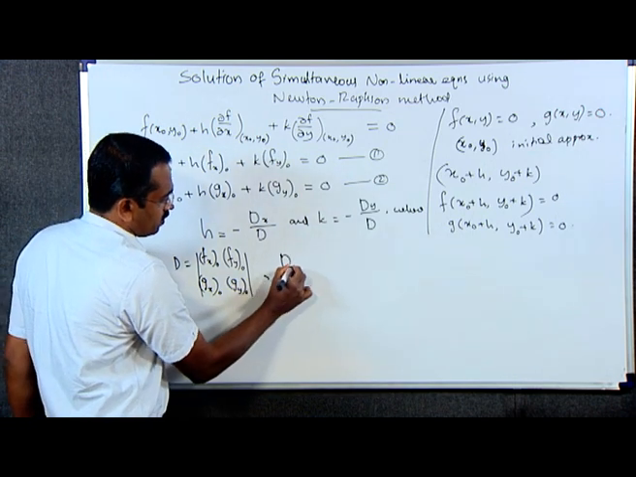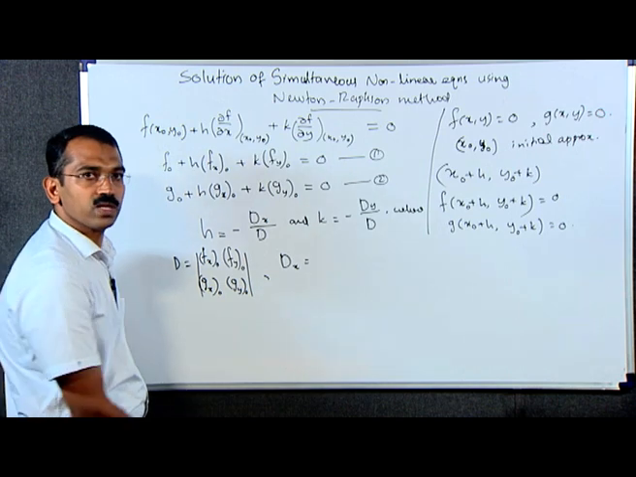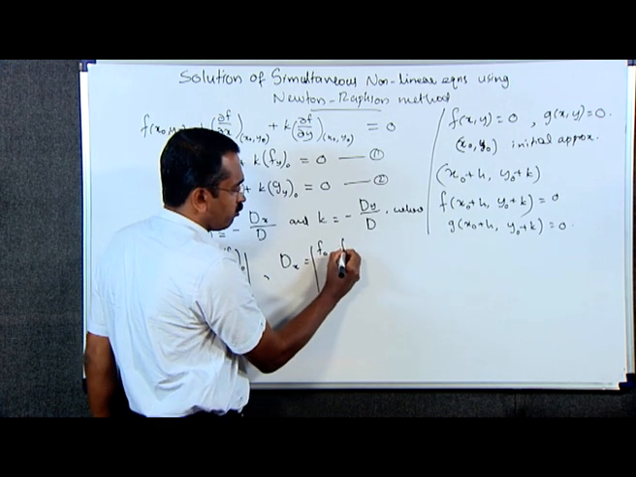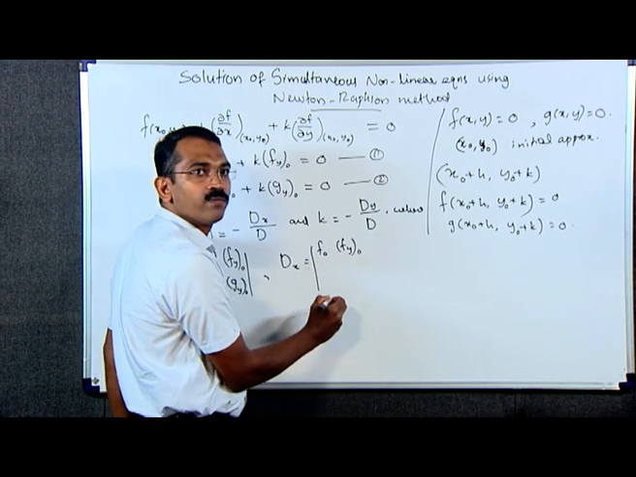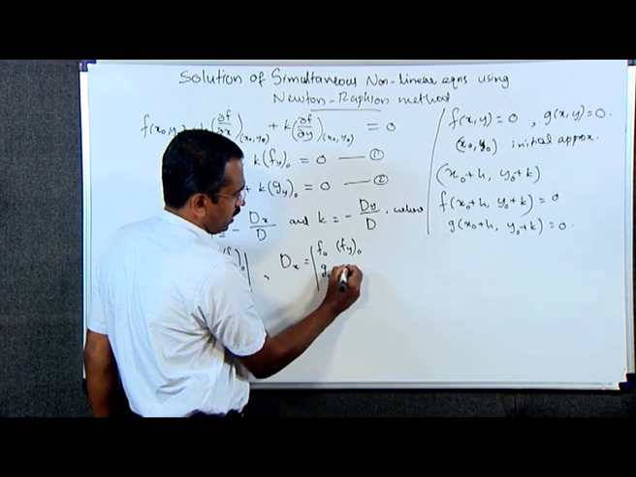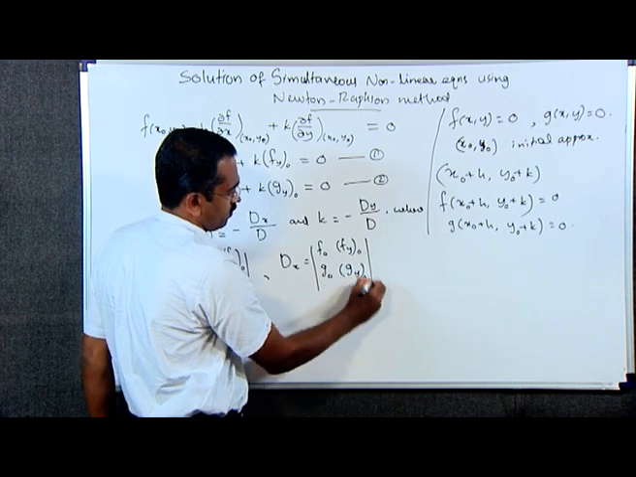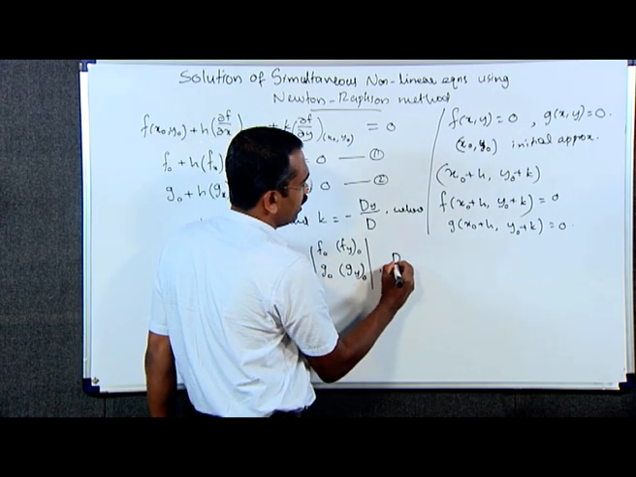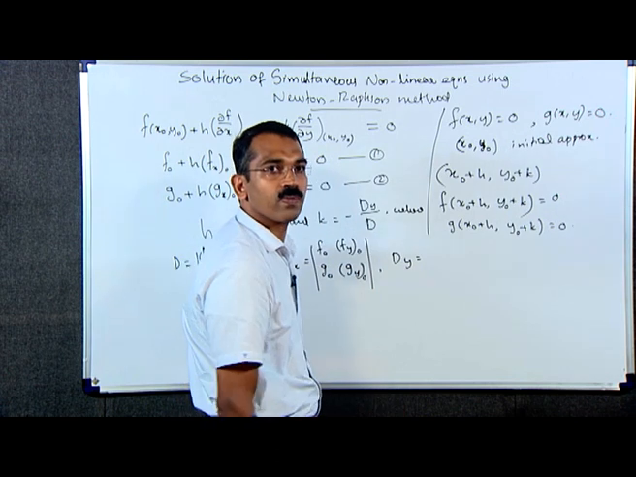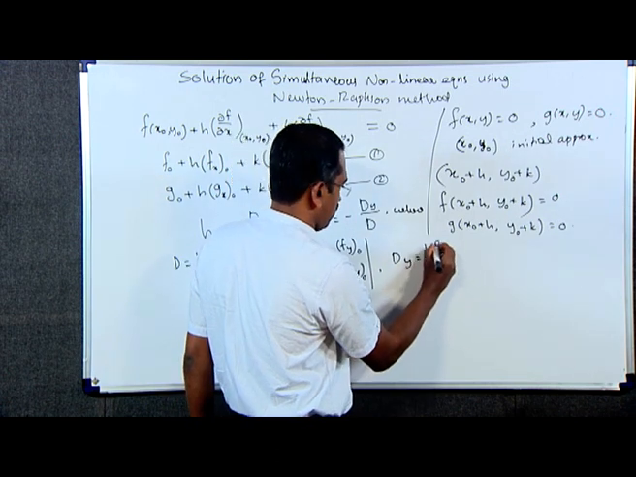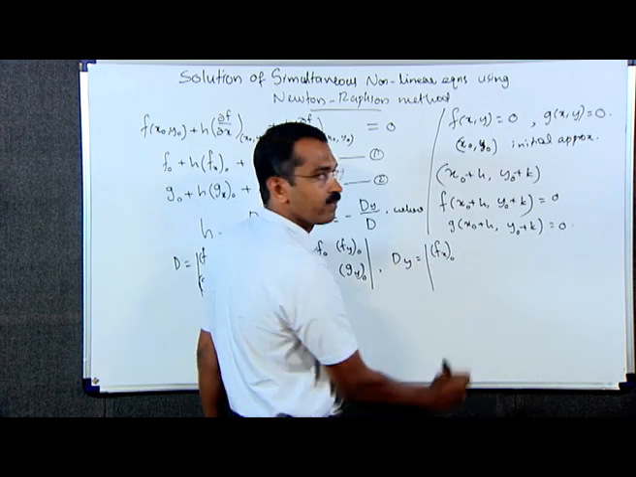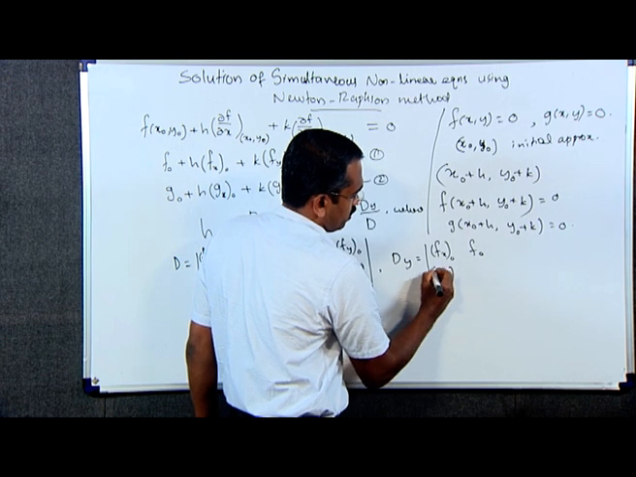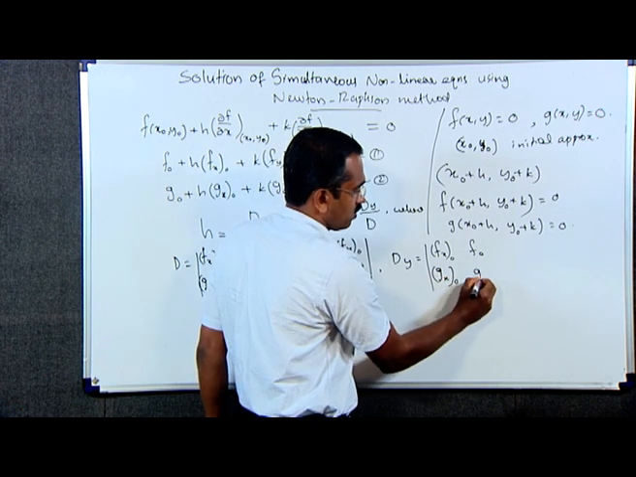Dx is the determinant of f0, fy0, g0 and gy0. This is Dx, and Dy is the determinant of fx0, f0, gx0 and g0.